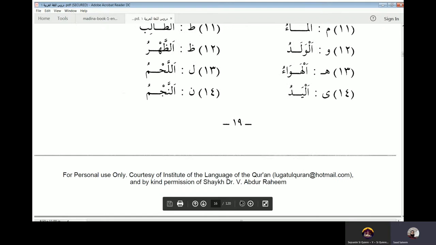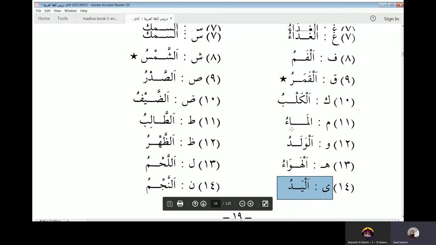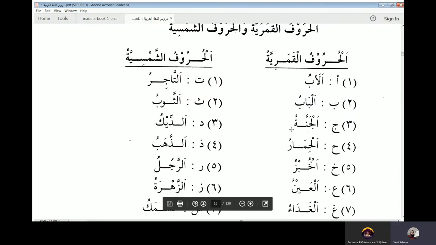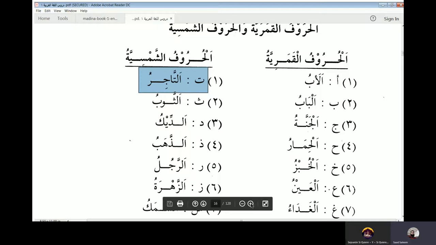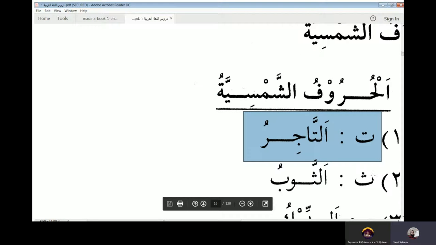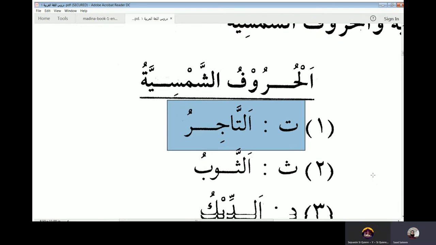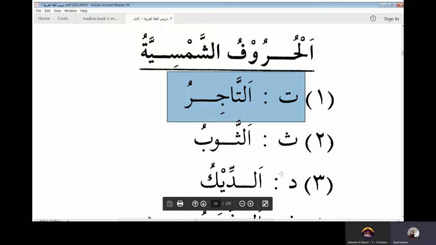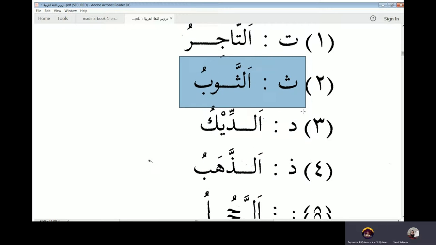Okay, all these 14 alphabets were Huruf al-Qamariya. In all these 14, we pronounce lam. Now we will learn about Huruf ash-Shamsiya. In Huruf ash-Shamsiya, we don't pronounce lam. Lam is silent. Read this. At-Tajiru. Was that merchant? Yes. The merchant.